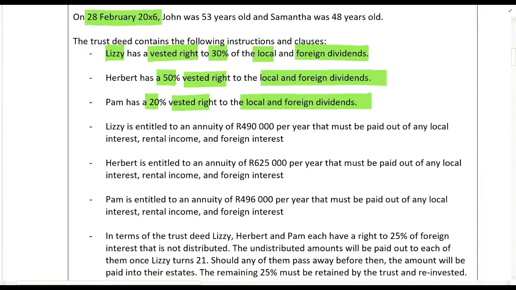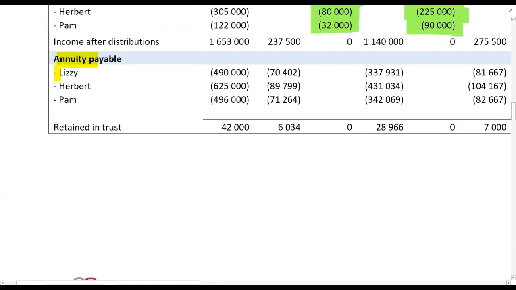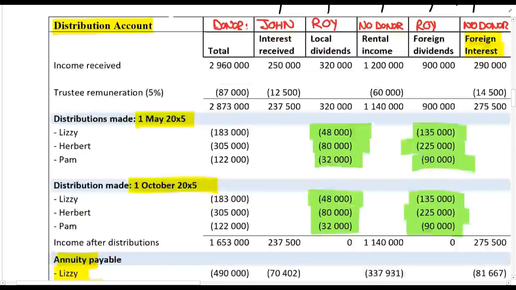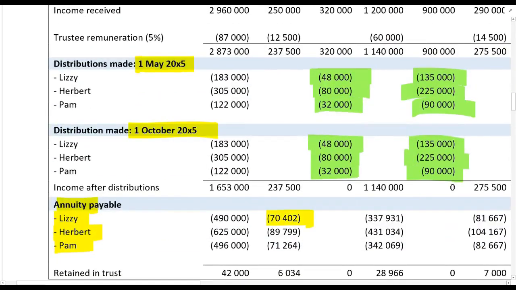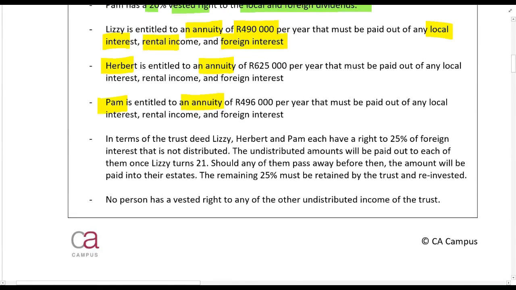Then they tell you Lizzie is entitled to an annuity of $490, which is paid out of local interest, rental income, foreign interest. Herbert has an annuity, Pam has an annuity. So just to show you the annuities: Lizzie, Herbert, Pam. There are the amounts which are spread out of the different portions. Okay, then, very important.